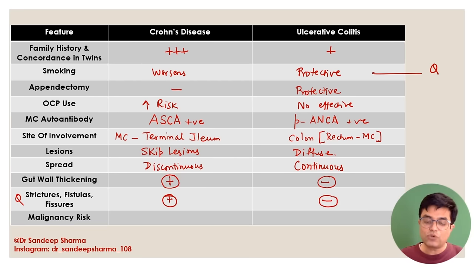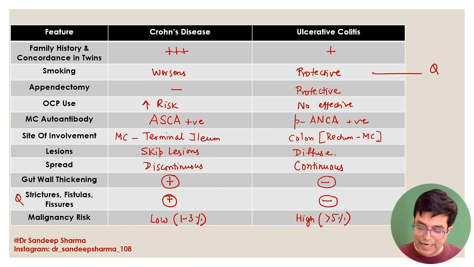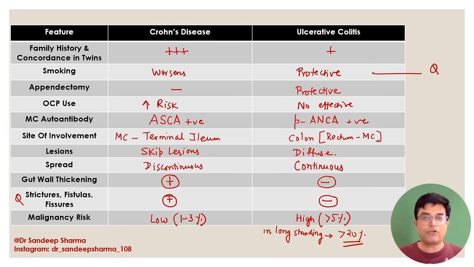Now what about malignancy ka risk? Malignancy risk hota hai? Yes, malignancy risk is there in both. It is low. How much is the risk of malignancy in Crohn's disease? It is 1 to 3%. Ulcerative colitis, the risk is high. It is average more than 5% in most patients. And in long-standing disease, means more than 20 to 30 years, the risk is more than 20%. So, jitna time bitega, ulcerative colitis mein risk of colorectal cancer will be even more, right?